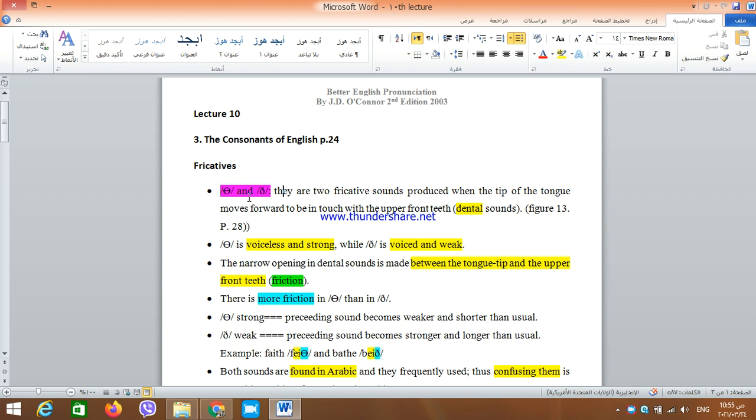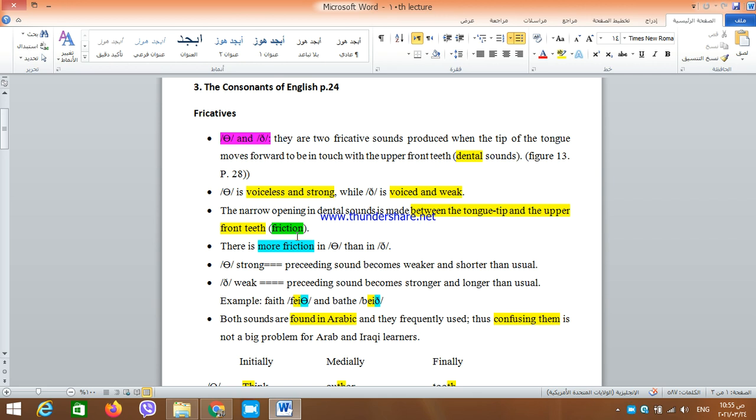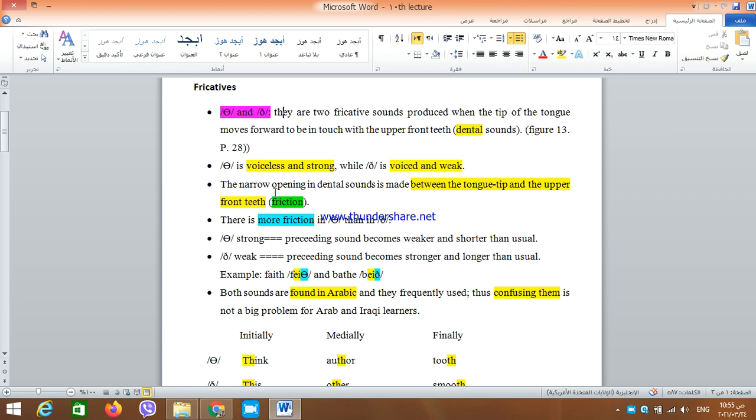There is no complete contact here between the upper front teeth and the tongue. Instead, we have a partial contact. So this is a case where the air can find its way out, but with friction. So th is a voiceless and strong sound. Since it is voiceless, it should be strong, while the is voiced and weak.